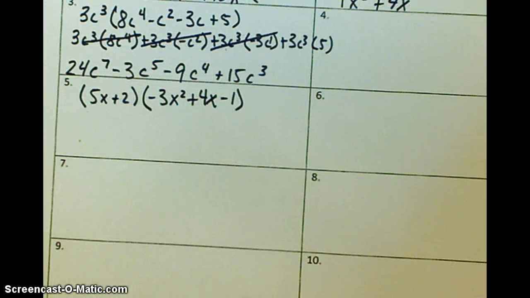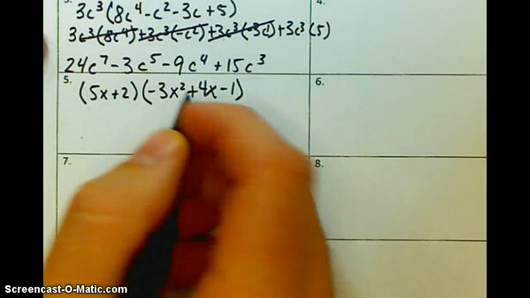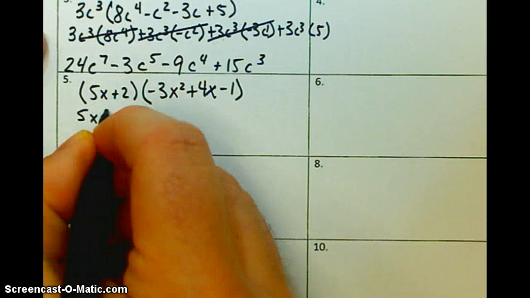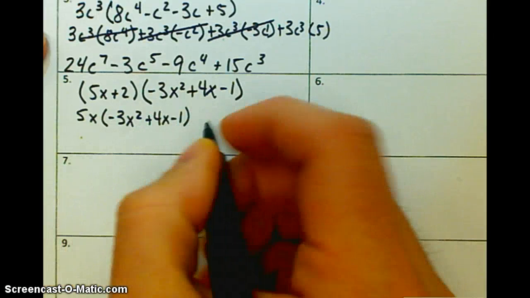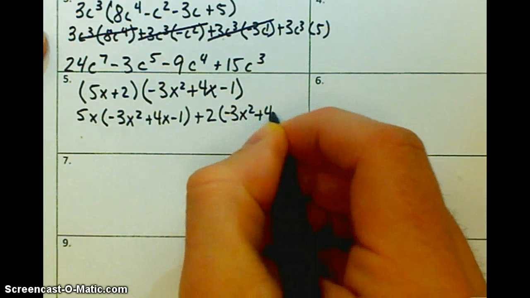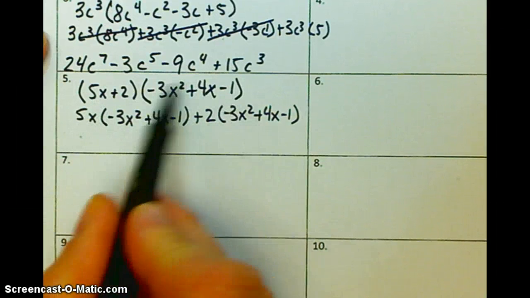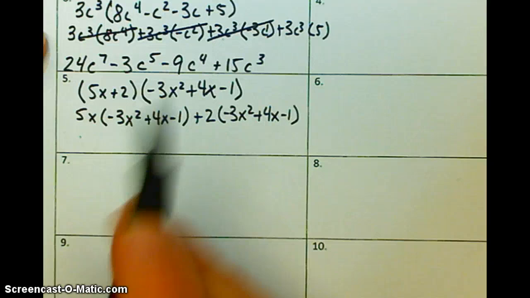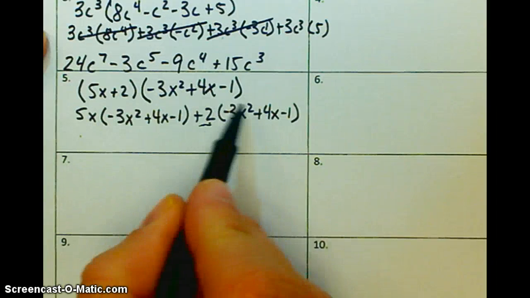Now, this right here may seem a little bit more difficult, but it's the same process. We're still using the distributive property. So in class today, the students felt it easier if we broke it apart in this way: 5x times negative 3x squared plus 4x minus 1, plus 2 times negative 3x squared plus 4x minus 1. So all I have done is taken the first term and multiplied it against the second set of the trinomial. Then I took the second part of the binomial, put it here, and then put the trinomial with it.